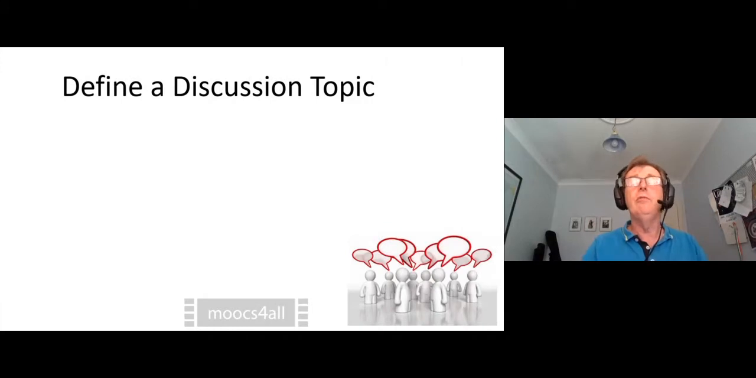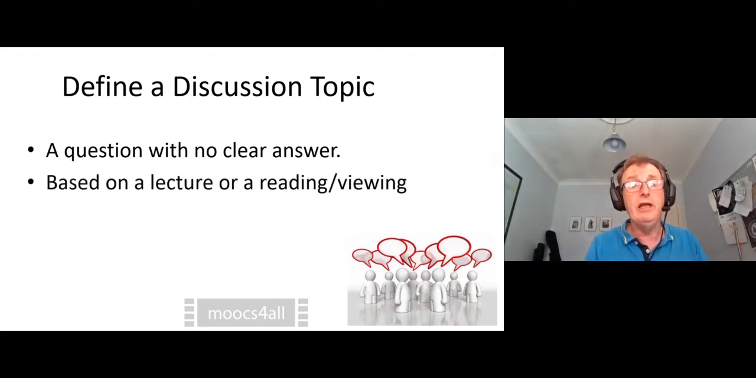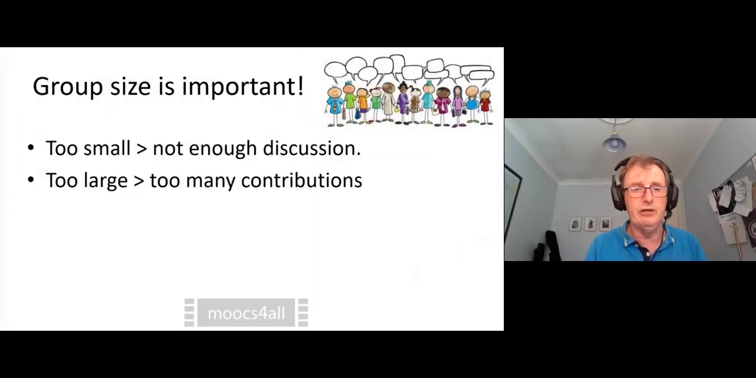Okay, now how to build or design one, we'll say. Well, the first thing is to define a discussion topic. This would be a question with no clear answer. If there's a clear answer, it's really not that useful, because everybody will make the same contribution if they know what it is. This may be based on a lecture you've given them, or on some reading that you've given them to do, or maybe you've pointed them to some other video or a website. So it's based on some content, we'll say. Now, the question shouldn't be too broad, or the discussion will go in all sorts of directions.